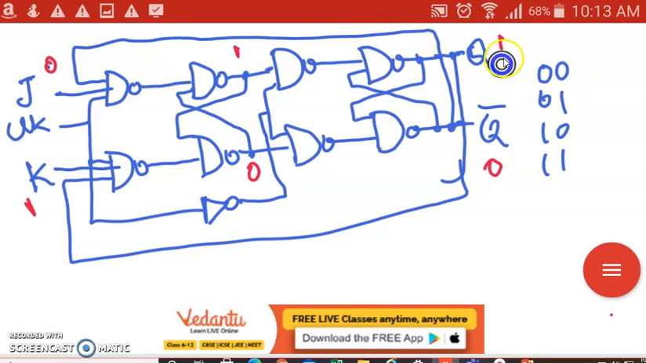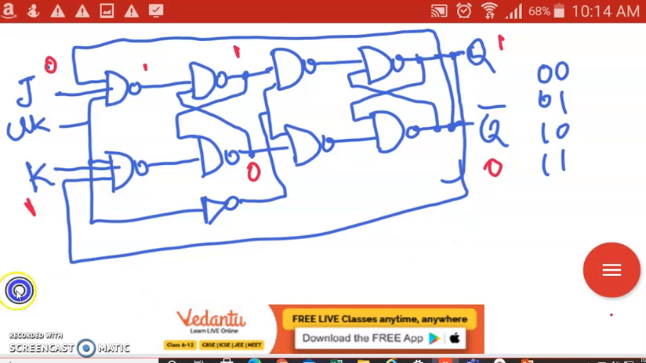Now, so this is the feedback given, right? And we know one of the inputs for the NAND gate is 0, which means the output is 1. So now J is 0, the output of this is 1, correct? Since this output is 1, what is the output here? I can't decide since K is 1. I need to get this feedback.